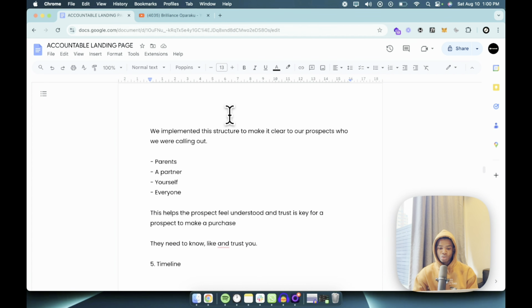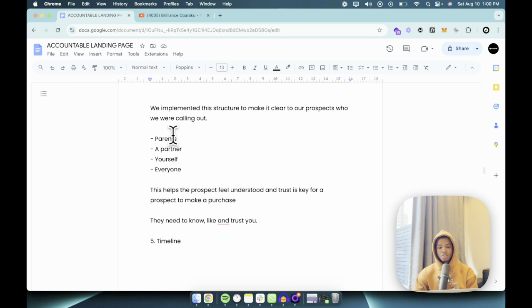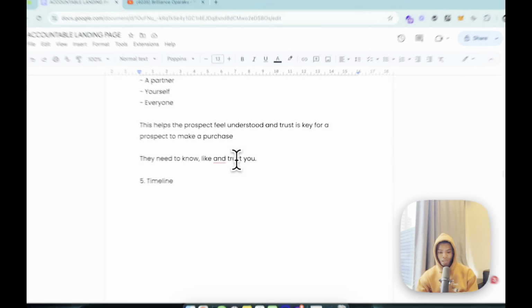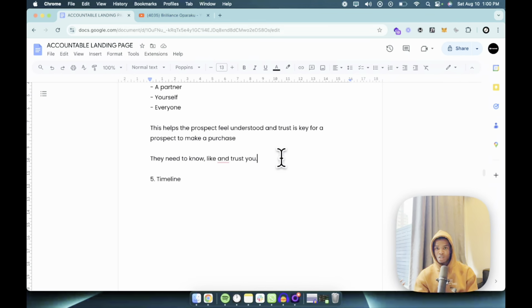We implemented the structure to make it clear to our prospects who we're calling out: parents, a partner, yourself, everyone. This helps the prospect feel understood, and trust is key if you want to convert people. Trust helps prospects make a purchase, right? They need to know, like, and trust you. This is something you have to understand, and that's why people do very well when they create content and then sell a product, because people know them, people like them, and people trust them, right?